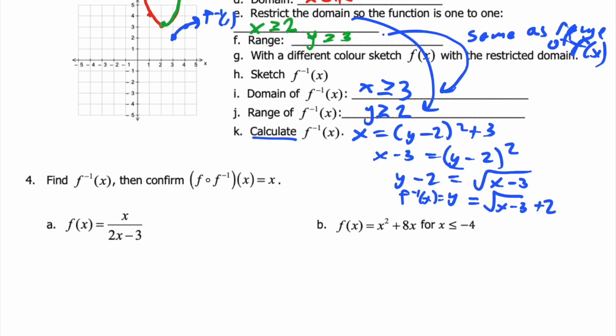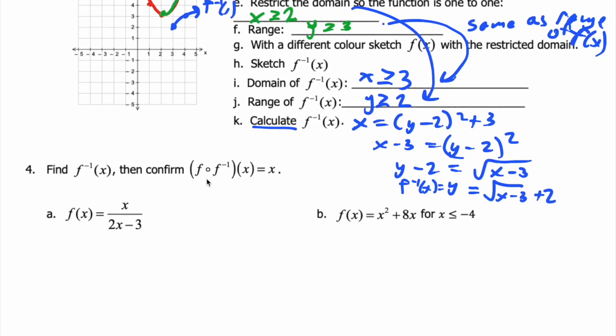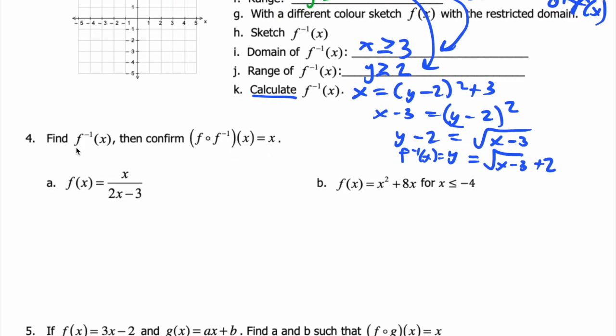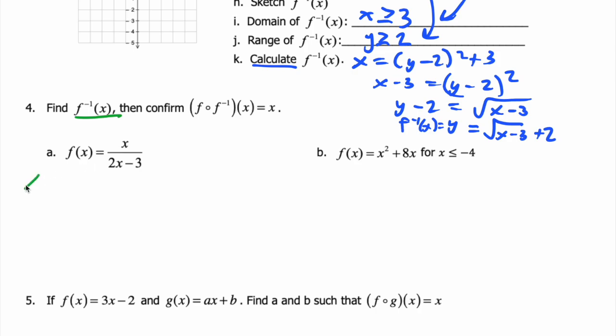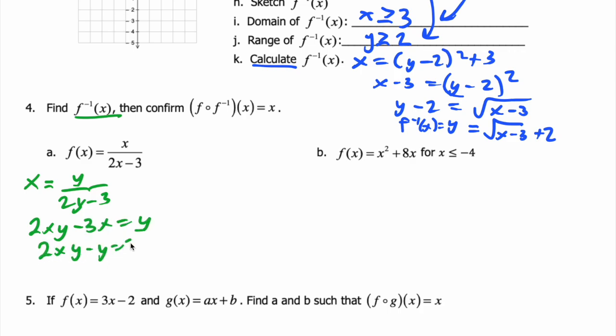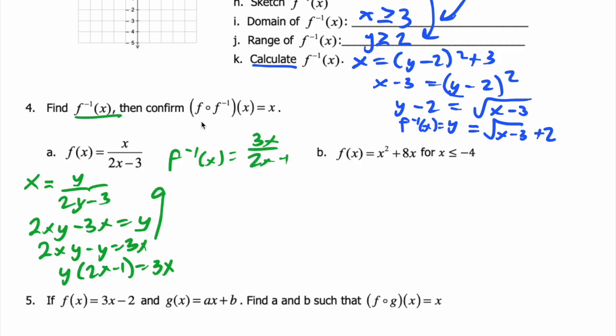Okay, next we're going to confirm that f of f's inverse of x equals x after we find the inverse, of course. Okay, let's find the inverse by swapping the x and the y values. Then we just multiply here, so we have 2xy minus 3x equals y. Let's get our y's to one side. And then we factor out the y. So we'll have f inverse of x equals 3x over 2x minus 1, and then verify that it's an inverse.